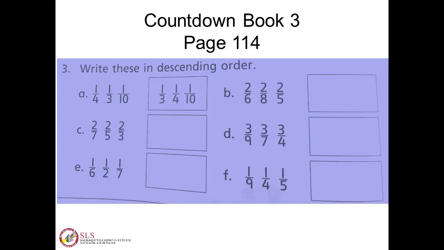Countdown Book 3, page 114. Question 3. Write these in descending order. Part A is already solved and fractions are 1 by 4, 1 by 3 and 1 by 10. It is solved as 1 by 3, 1 by 4 and 1 by 10. In descending order, we write the greatest fraction first and then the smallest one. So, 1 by 3 is the greatest one and 1 by 10 is the smallest one.